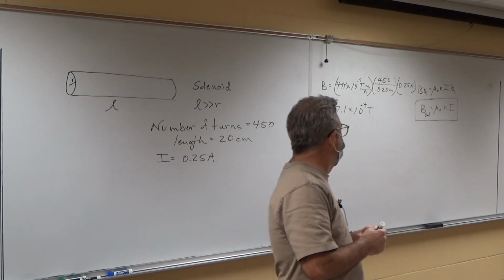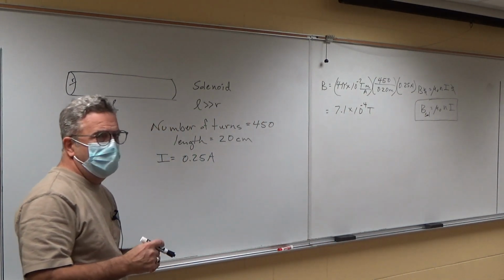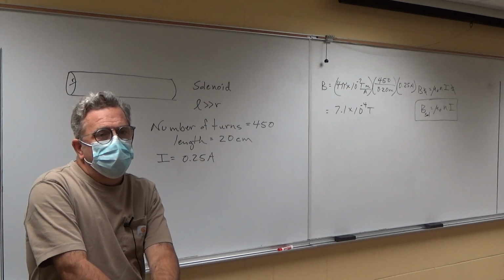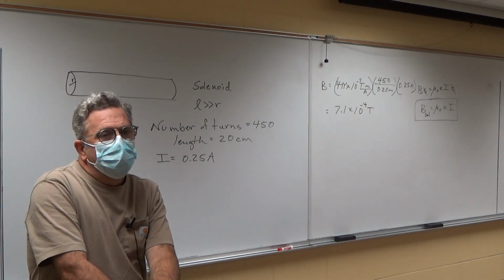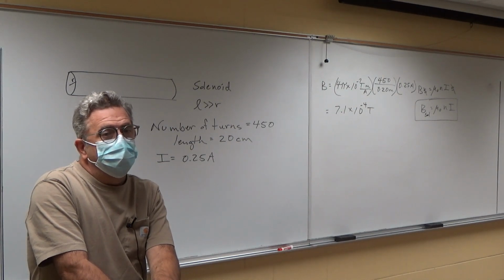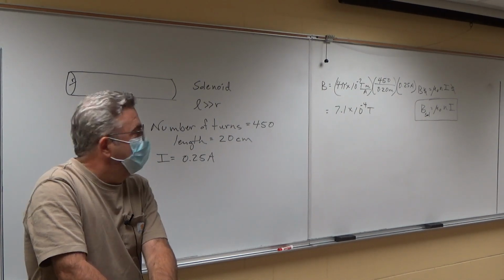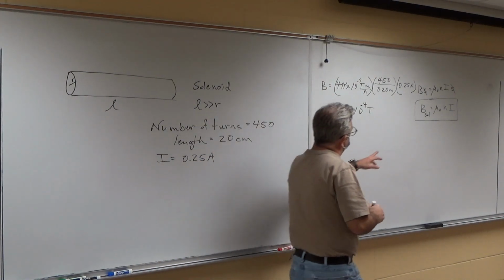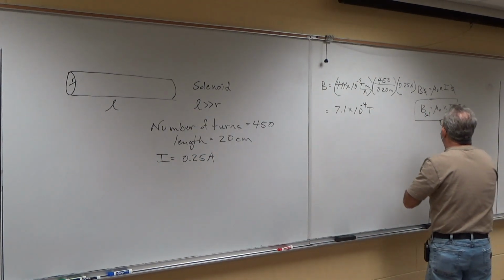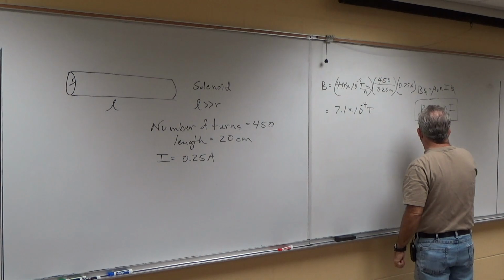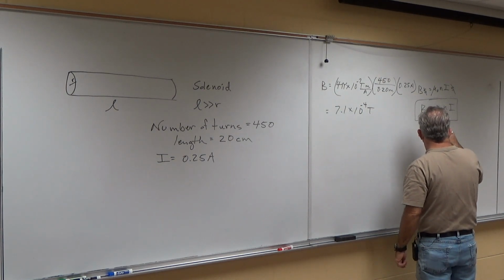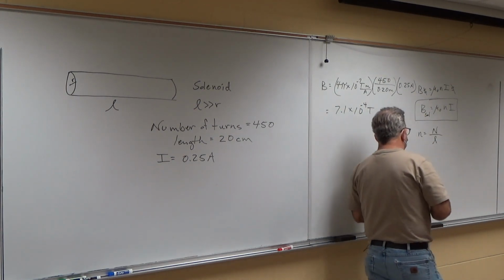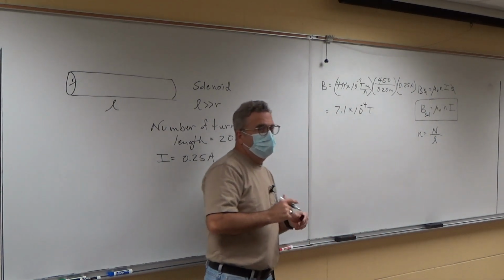So, yeah. Why on our equation sheet does it say B sol is equal to mu naught N over L times I? Is it a capital N? Yeah, that's the number of turns per unit length. I'm calling little n here. Little n is equal to big N, which is the number of turns, divided by the length.